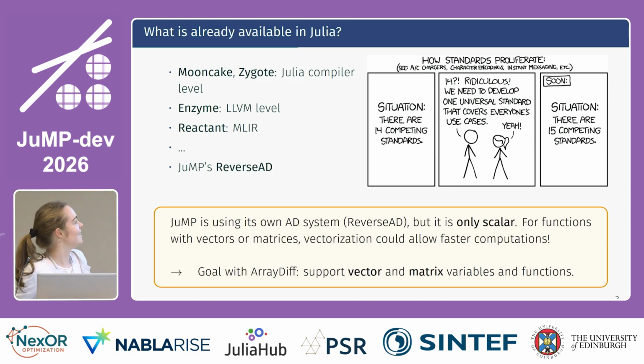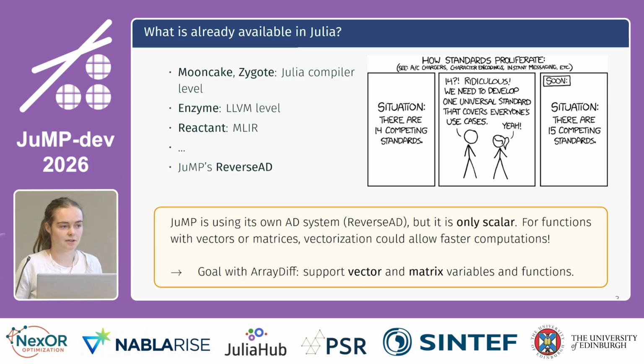So right now, you're probably asking what is already available in Julia and what do we add? So there are actually a lot of available AD systems in Julia. So just to cite them, you have Mooncake, Enzyme, Reactant, and so on. And JuMP has its own AD system, which is called reverse AD. So this is actually our point. It's not to add one more AD system in Julia. It's more that JuMP has its own AD system, reverse AD, and this one is only scalar.